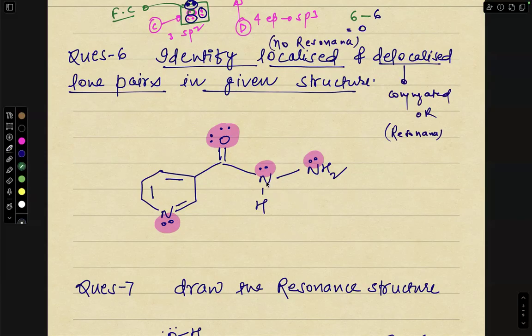Okay, so first of all, let me know about this nitrogen. What is the nature of this lone pair? Localized or delocalized? You can answer if it is delocalized, write down the D only. And if it is localized, you can say L only. So D and L.